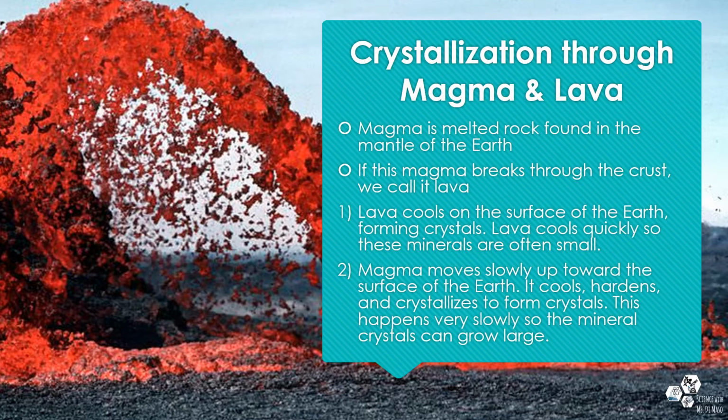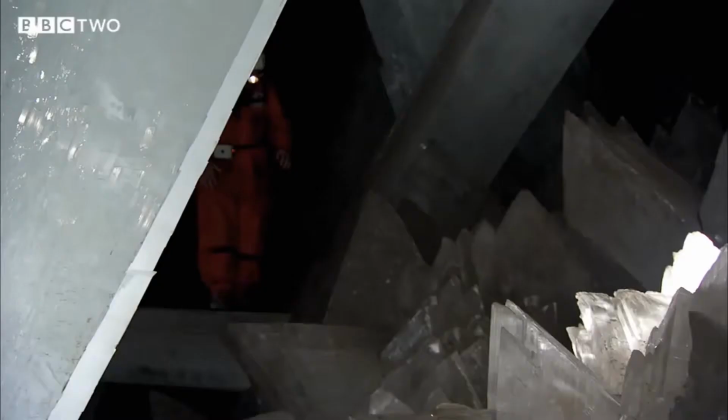So 2 ways that this happens. The lava, once it's broken through the crust, can then cool on the surface of the earth. Now, lava cools pretty quickly, so any minerals that you make this way are often pretty small. Another way is that as the magma moves up in the mantle, so away from the core and towards the crust, it'll start to cool down because it gets colder and colder the further you go towards the crust. And eventually it'll harden and crystallize to form structures. And this happens so slowly that often these crystals can grow very large. And here's an example of that.